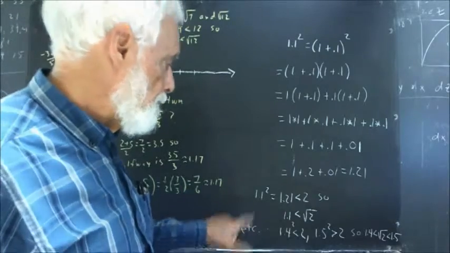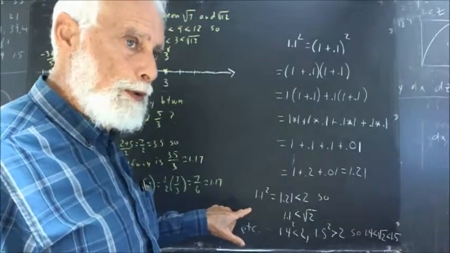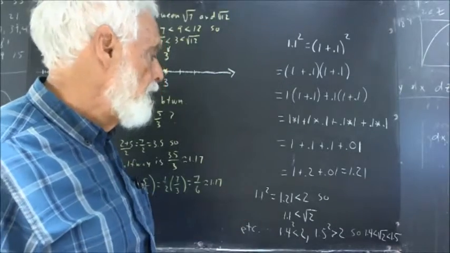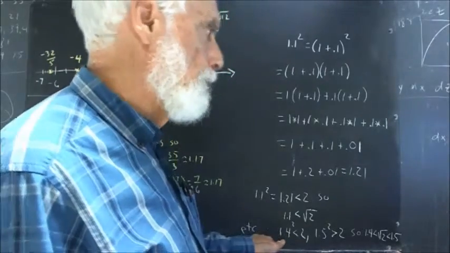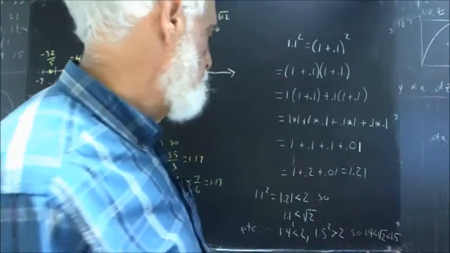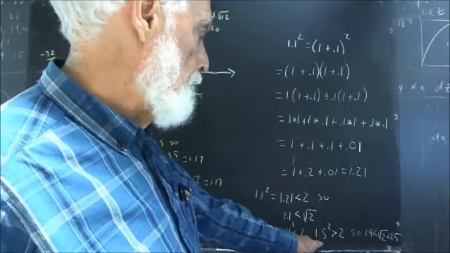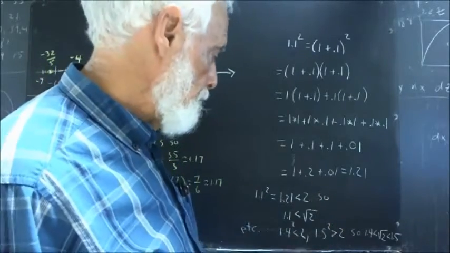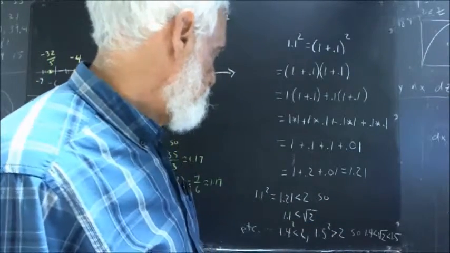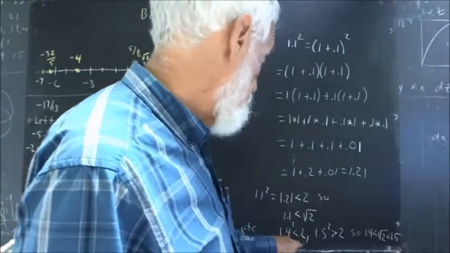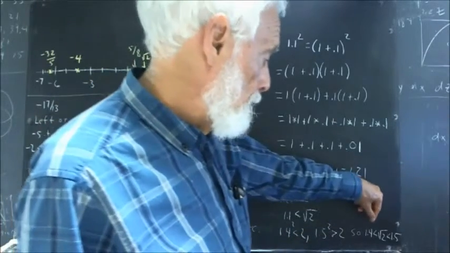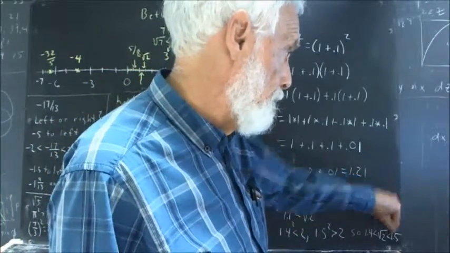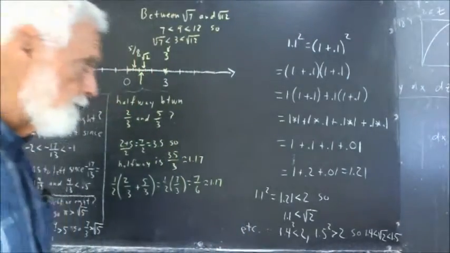Well, we can follow this and square 1.2 and then 1.3 and 1.4. We would find that 1.4 squared is less than 2, but very close. It's 1.96, and it's close to 2. And 1.5 squared is 2.25 if you work it out, and it's greater than 2. So we conclude that 1.4 is less than the square root of 2, and 1.5 is bigger than the square root of 2. So we can write that 1.4 is less than the square root of 2, which is less than 1.5.